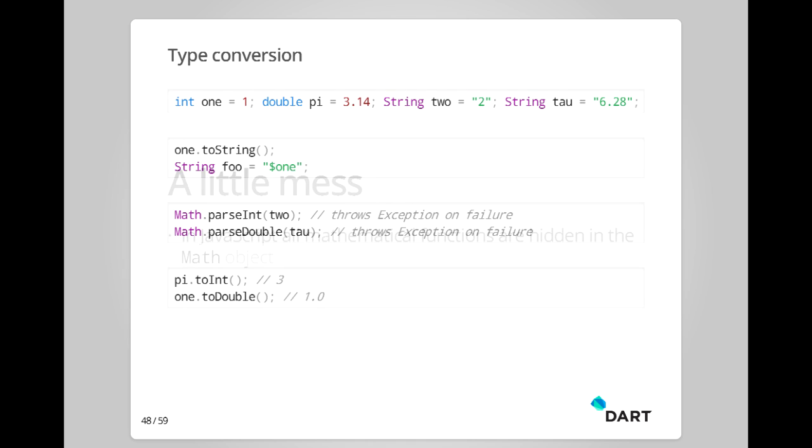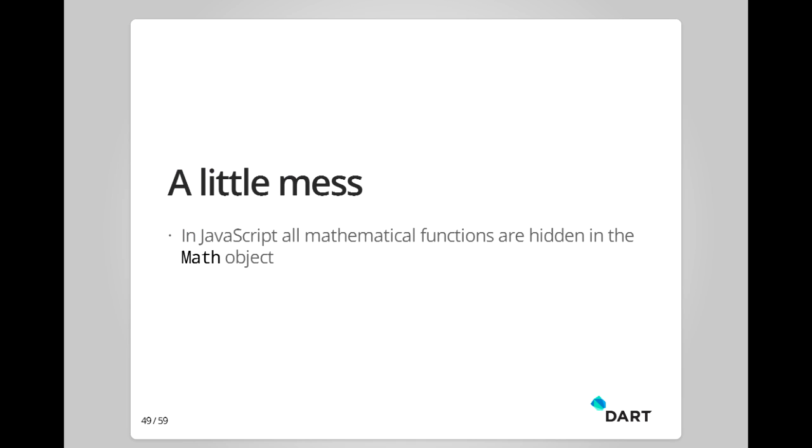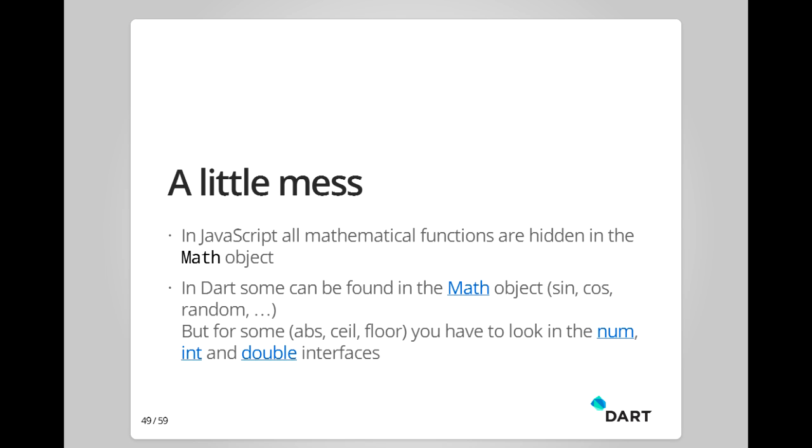And a little mess that I found in Dart: in JavaScript, we have all mathematical functions in the Math object. In Dart, we have some methods in the Dart math library like sin, cos, or random. But for example, rounding methods we have on the num, int, and double interfaces. It's logical, but developers will have to get used to this.